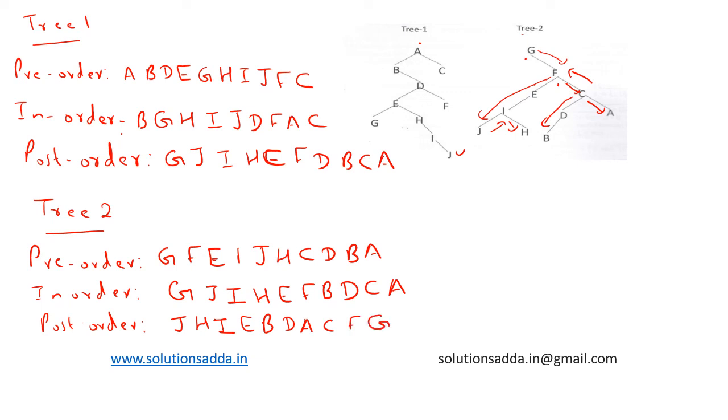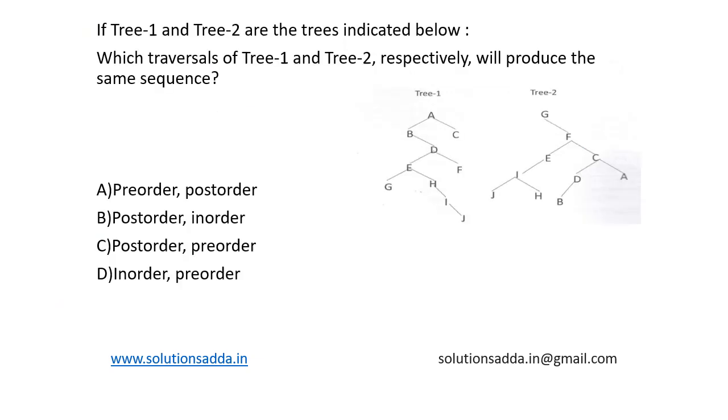These are the two traversals. Now, when we see the options, none of the options are matching. So, pre-order and post-order is not matching. Post-order and in-order is also not matching. Post-order and pre-order is also not matching. In-order and pre-order is also not matching. So, actually, none of the options matches.